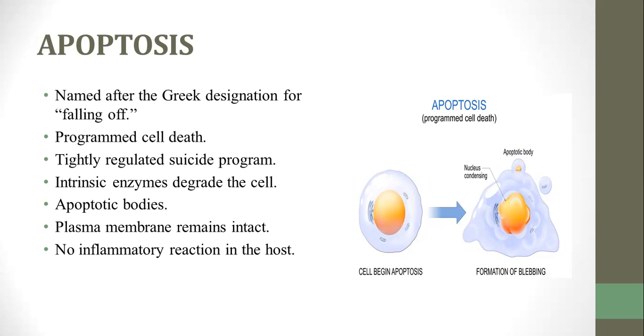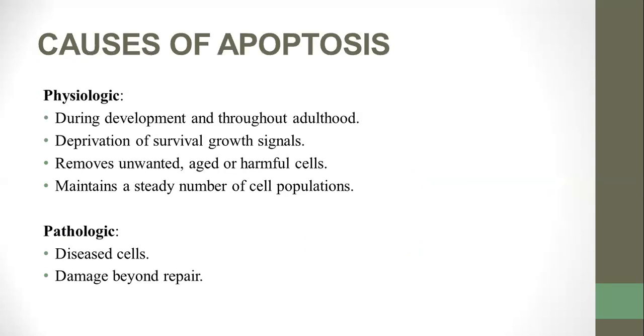It is a tightly regulated program and it consists of intrinsic enzymes that degrade the cell. Later on, small apoptotic bodies are formed in which the organelles of the cell are present. The plasma membrane remains intact and therefore there is no inflammatory reaction in the surrounding tissue. There are various causes of apoptosis which may be physiological or pathological. Physiological, as in during development and throughout adulthood.